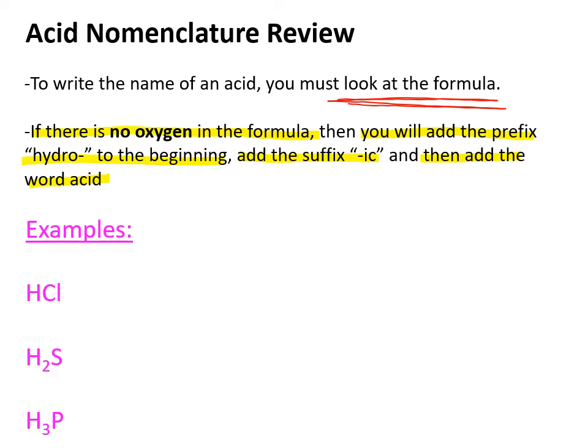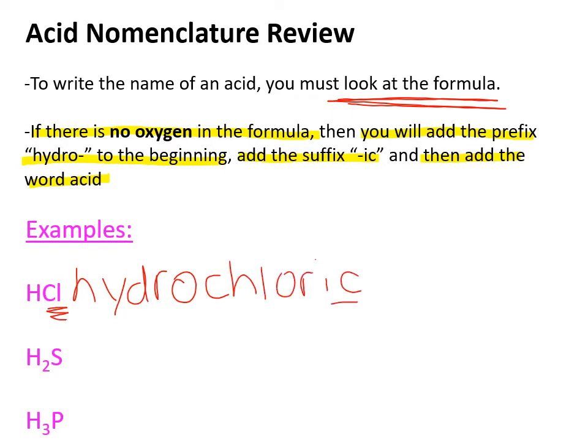So some examples. None of these have oxygen, looking at the formula. HCl, there is no oxygen, so I'm going to write hydro. Now Cl is chlorine, so it becomes chloric instead of ine, and then acid.